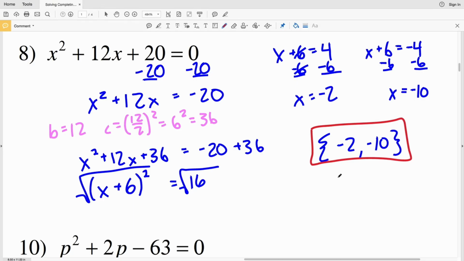Continue on to the next video where I'll complete the next 8 problems, 9 through 16. And in the last 2 of those, I'll be introducing how to complete the square and then solve the quadratic when the a value is not equal to 1.